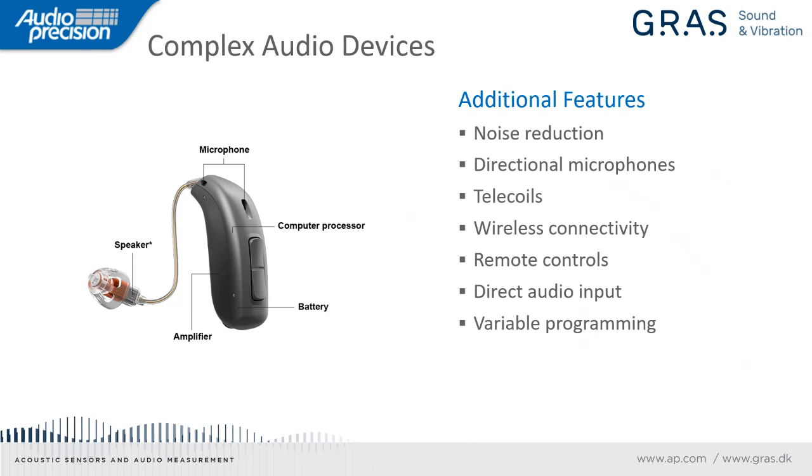They can have variable programming where the program changes according to the circumstance that the user is subjected to. And finally, they can have synchronization. So if you have a left side hearing aid and a right side hearing aid, there can be communication between the two hearing aids, the left and right side, to optimize the listening experience for the user.